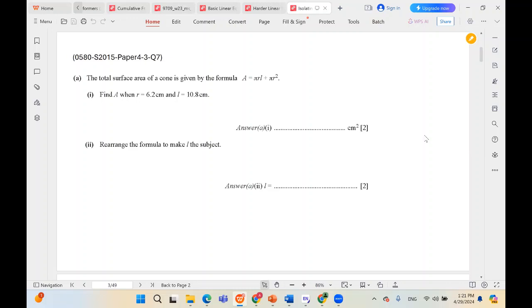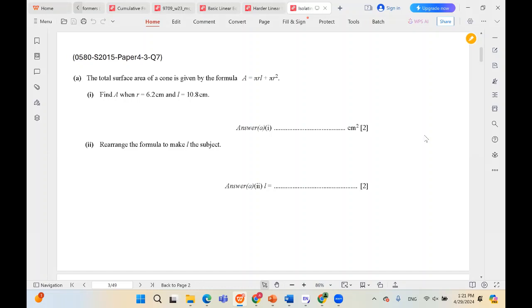The total surface area of a cone is given by the formula A equals pi RL plus pi R squared. Find A when R equals 6.2 and L equals 10.8. So this is not really isolation, this is just a different concept. However, part II will have to do with our topic for today. So let's just do this quickly anyway.